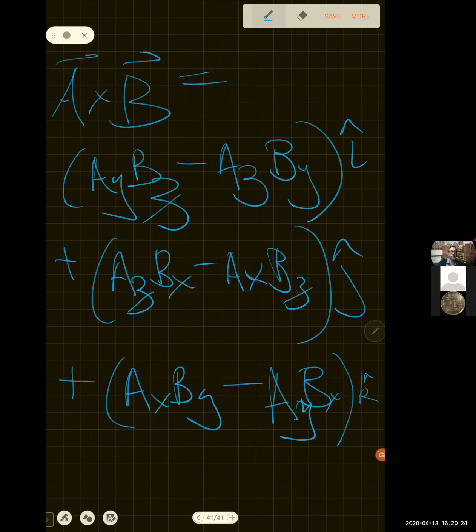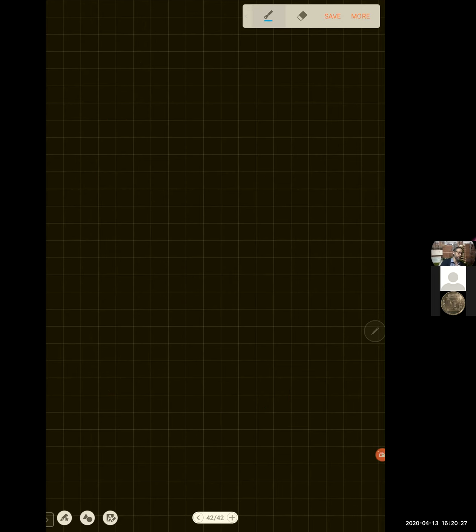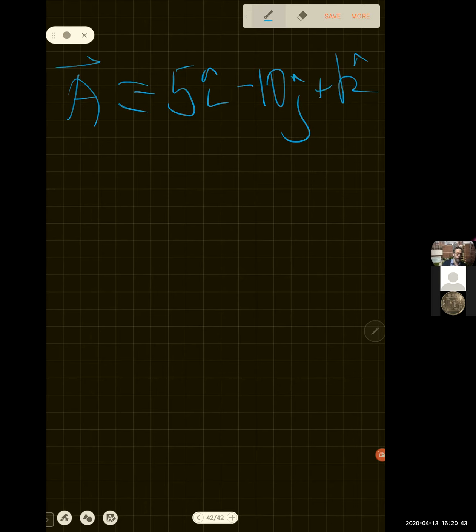But this is what I'm going to use to do the cross products needed in this problem. We're asked to do A cross B, and in this case, vector A was given as 5i minus 10j plus k. So when I look at that, what I'm saying is AX is positive 5, AY is negative 10, AZ is positive 1. And B is 4j minus 4k. So BX is 0, BY is positive 4, and BZ is negative 4. If that's not clear, you should really ask. Okay, those are my two vectors.